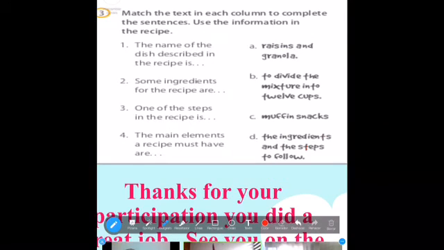Okay, thank you. So, the number 1, it says, the name of the dish described in the recipe is raisins and granola. This is letter A. Letter B, to divide the mixture into 12 cups. Letter C, muffin snacks. Or letter D, the ingredients and the steps to follow. Which is the correct answer, guys? Who says me?